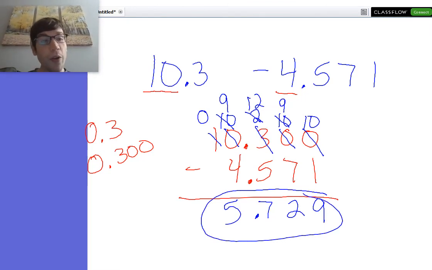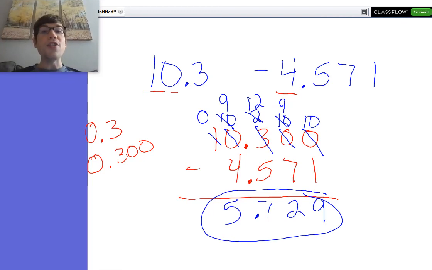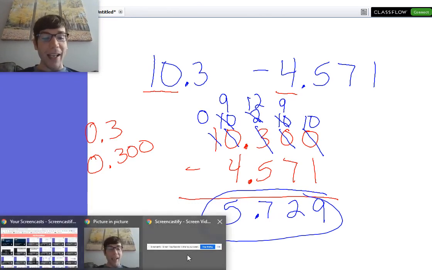So start with your whole numbers, then add in your decimals. And always, always, always ask yourself, does my answer make sense?